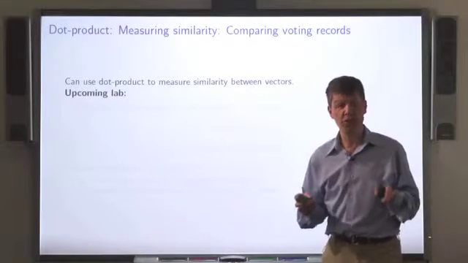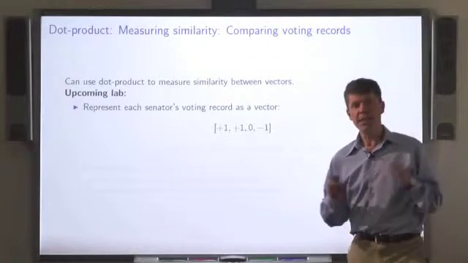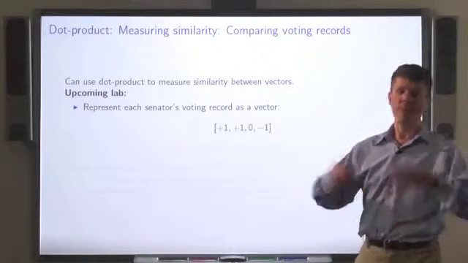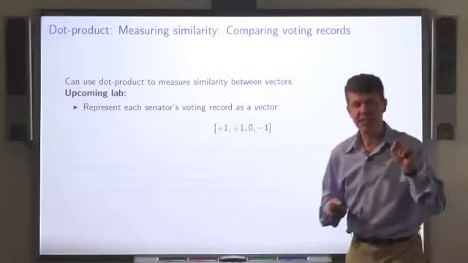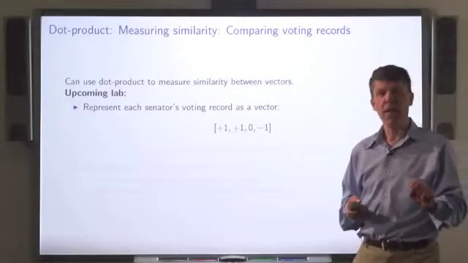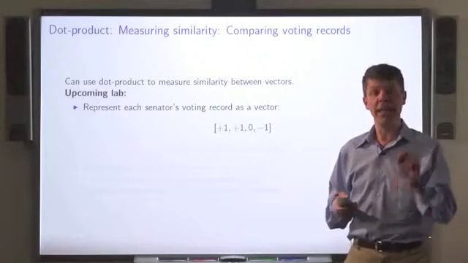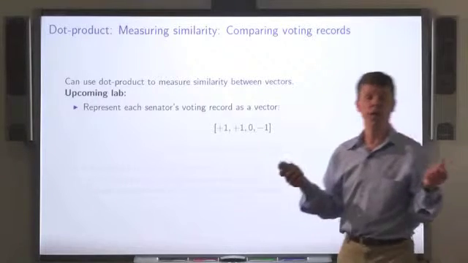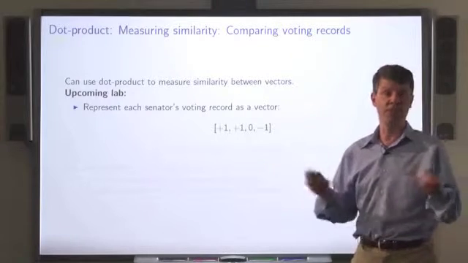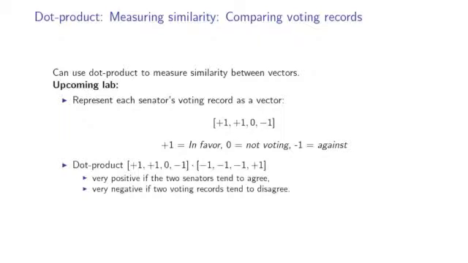Here's another use of the dot product to measure the similarity of vectors. Let's say we look at a period of time in which senators are voting on many, many bills. You could represent each senator's voting record as a vector, where for each bill there's an entry plus one, minus one, or 0, depending on how the senator voted. Say +1 if the senator voted in favor of a bill, -1 if the senator voted against the bill, and 0 if the senator abstained. So we have a vector representing how the senator voted on many bills.